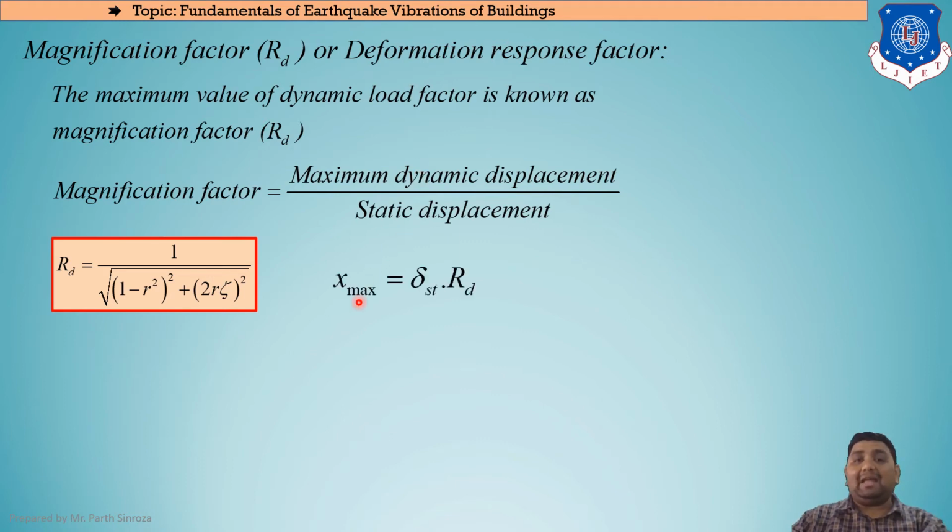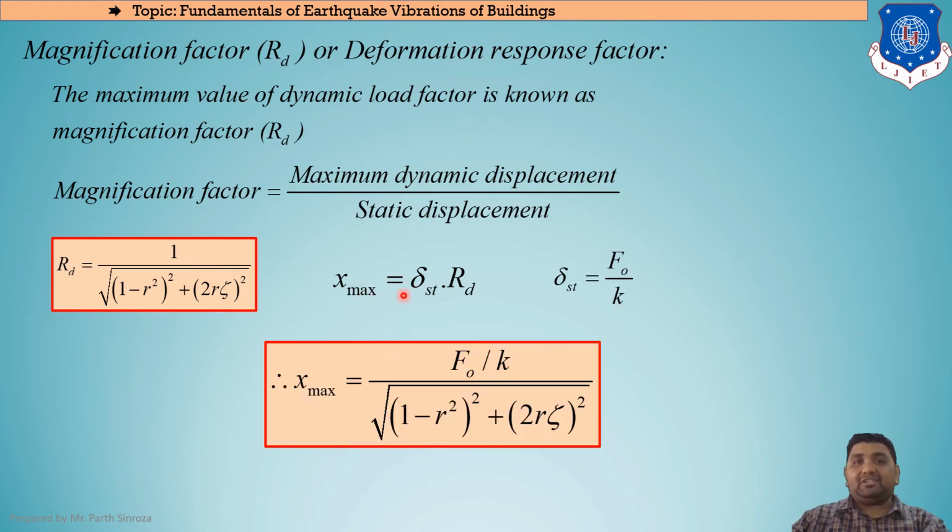Now if we make x max, our maximum displacement, the subject, then this will be cross multiplied. So it can be written as x max equal to delta st, the static displacement, times Rd, our magnification factor. Clear? So x max can also be written in this form. Substituting, delta st, the static displacement. The equation for static displacement is always taken as f0 upon k, where f0 is our initial force, or you can say the amplitude, and k is our stiffness. Clear? So substituting here, x max equals delta st into Rd. Delta st was f0 by k, and Rd was 1 upon the square root of this.